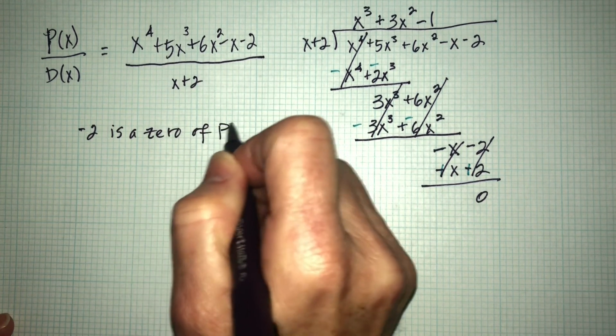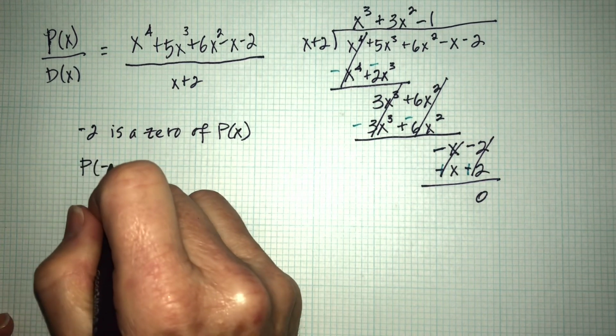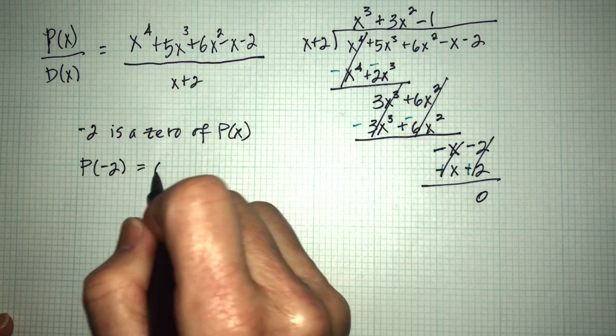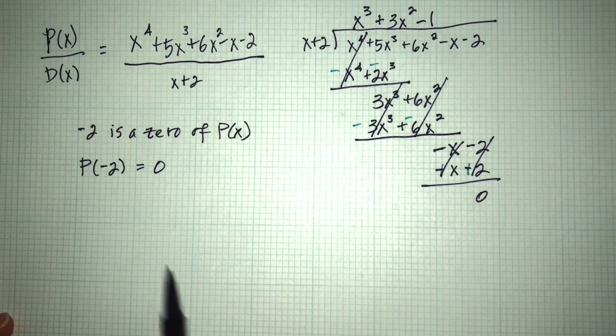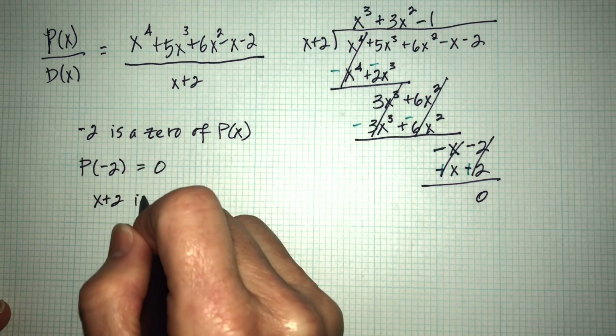So what this tells us is that negative 2 is a 0 of our p of x. In other words, when we plug negative 2 into this polynomial, the one in the numerator, we would get 0. And so that also tells us that x plus 2 is a linear factor.